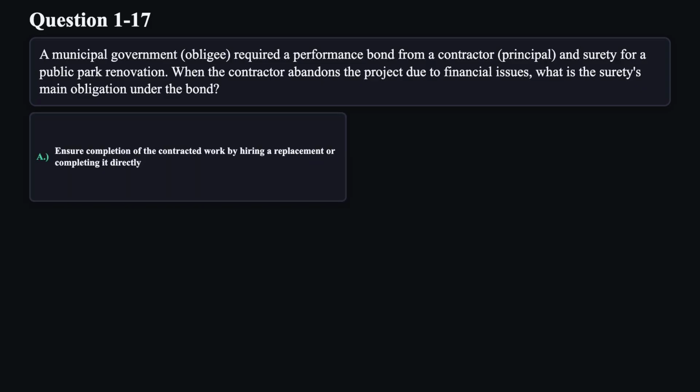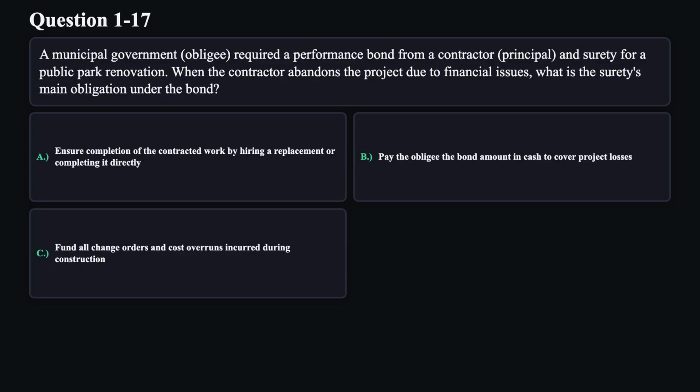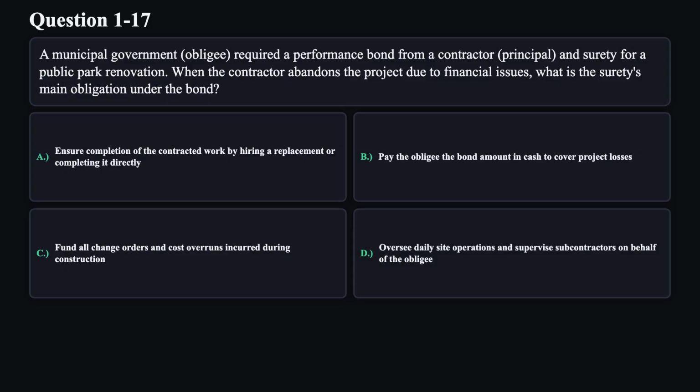A. Ensure completion of the contracted work by hiring a replacement or completing it directly. B. Pay the obligee the bond amount in cash to cover project losses. C. Fund all change orders and cost overruns incurred during construction. D. Oversee daily site operations and supervise subcontractors on behalf of the obligee.